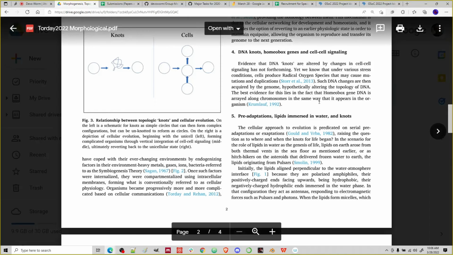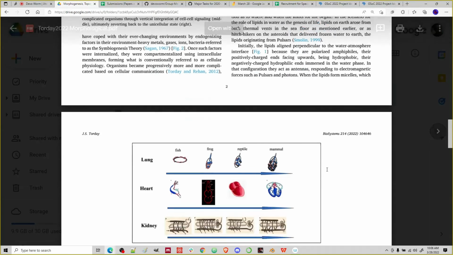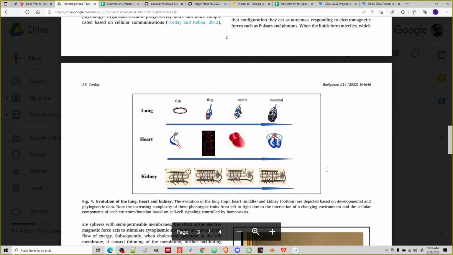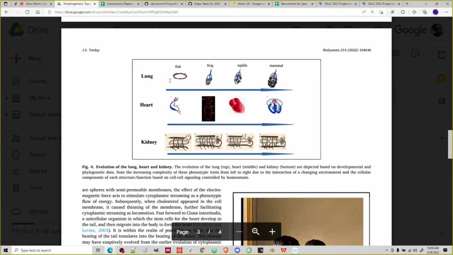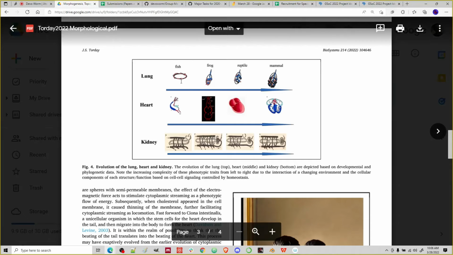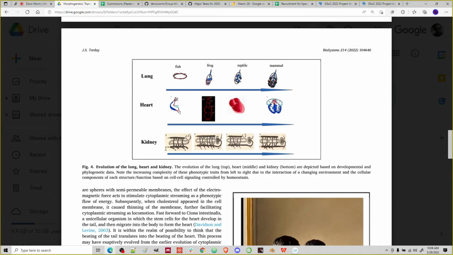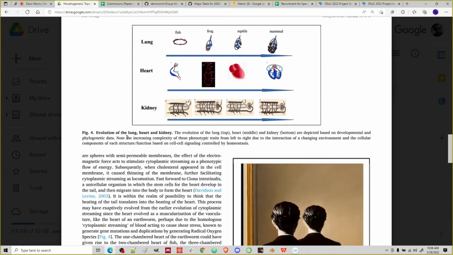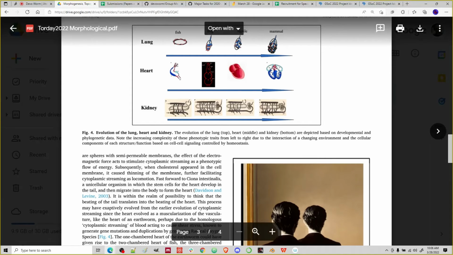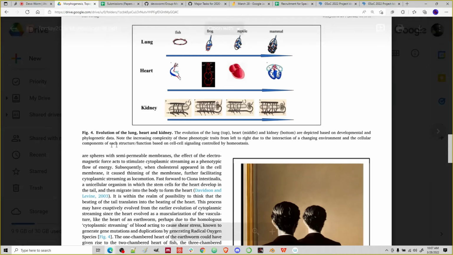So this is interesting, it goes through a lot of things here in terms of the emergence of these different things. So the evolution of heart, lung, and kidney. You have the lung here that shows it evolves in different ways in different organisms, but you have these basic components. You have the heart and the kidney. And note the increasing complexity of these phenotypic traits from left to right due to the interaction of a changing environment and the cellular components of each structure.